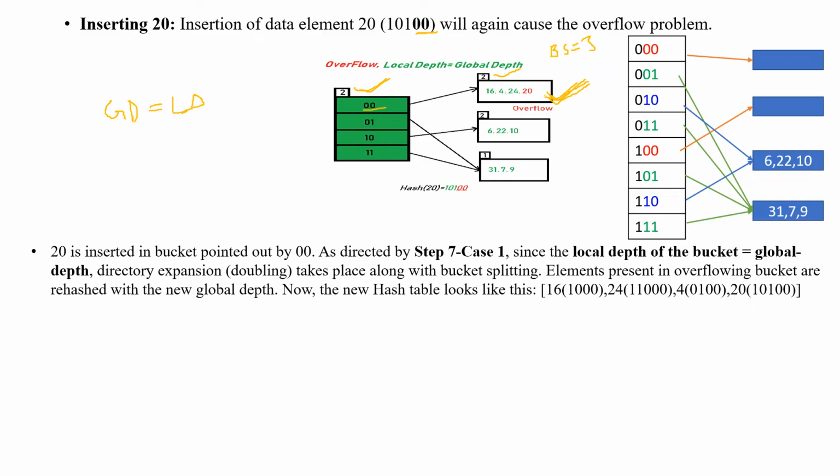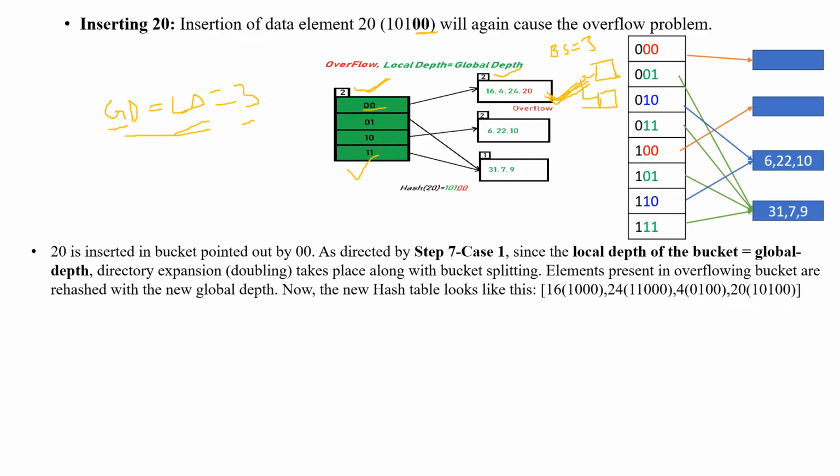Directory expansion. So here GD equal to LD, now becomes what? That value is 3. If GD is equal to LD, then both are incremented. Then the bucket is split into 2 parts, and the directory is expanded, as well as the local depth and global depth incremented. So global depth is 2 and local depth is also 2.